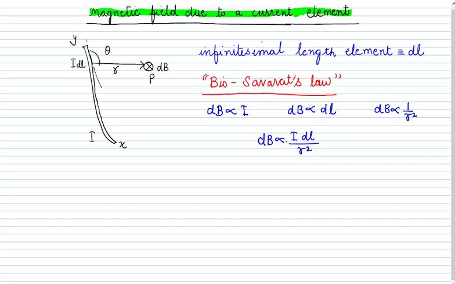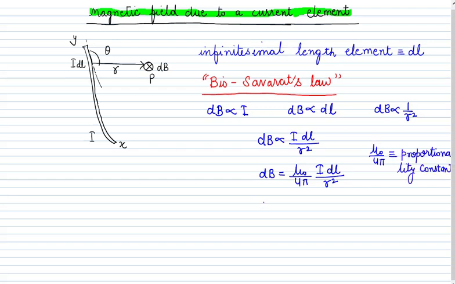There is a proportionality sign you can see, and whenever we remove a proportionality sign, we introduce a constant. So here again we'll introduce a constant, and this constant is mu naught upon 4 pi. Just for a moment, write down this and I'll explain it to you. So dB is equal to mu naught upon 4 pi, the proportionality sign is removed, and what is remaining is I dl upon r squared. Here we have written mu naught upon 4 pi as a proportionality constant.